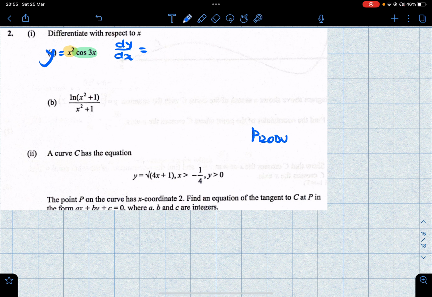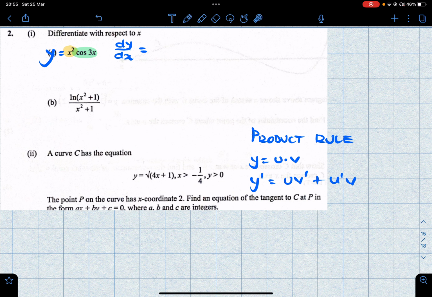If you remember, the product rule is to differentiate something multiplied by something else, u multiplied by v. So the derivative of y will be u v dash plus u dash v.